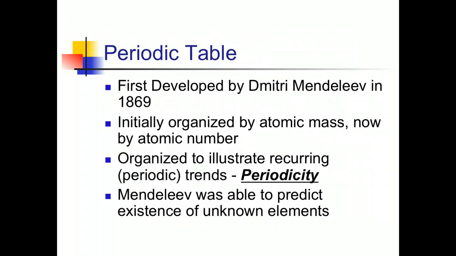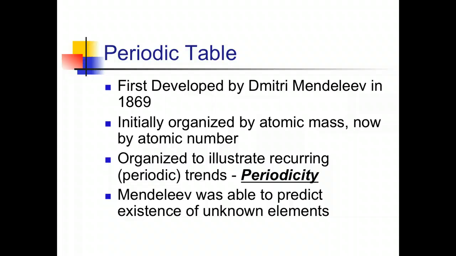We've already addressed this. The first periodic table was developed by Dmitri Mendeleev in 1869. He initially organized it by relative mass, then by atomic mass. We have now learned that it's organized by atomic number, which gives us much better groupings of properties. The periodic table is organized to illustrate the recurring or periodic trends, also known as periodicity.